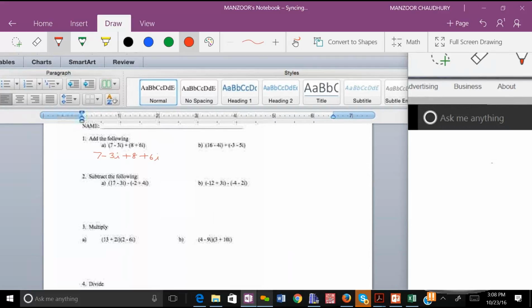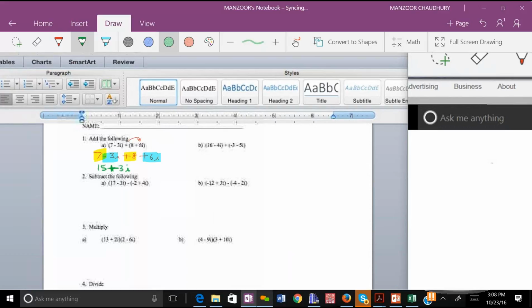Since it's a plus, it's kind of easy. You distribute the plus, and it just becomes plus. Now you add all the numbers. You add all the apples and apples, and all the oranges and oranges separately, right? So 7 and 8 is 15, and negative 3i plus 6i is plus 3i. So that's simple.